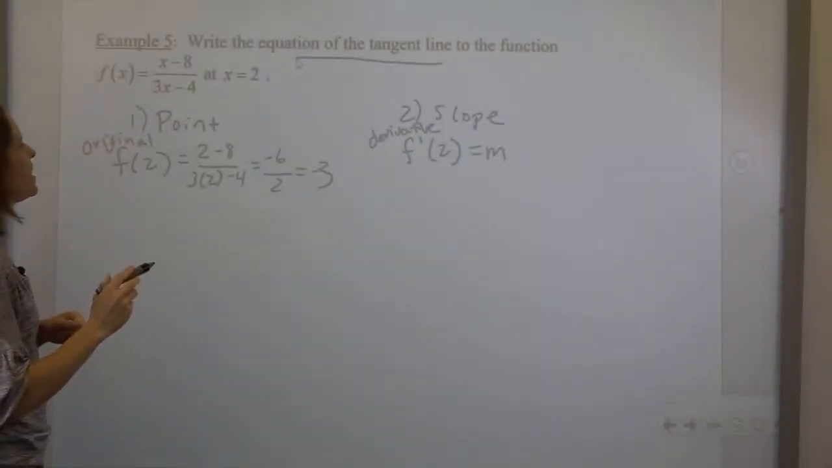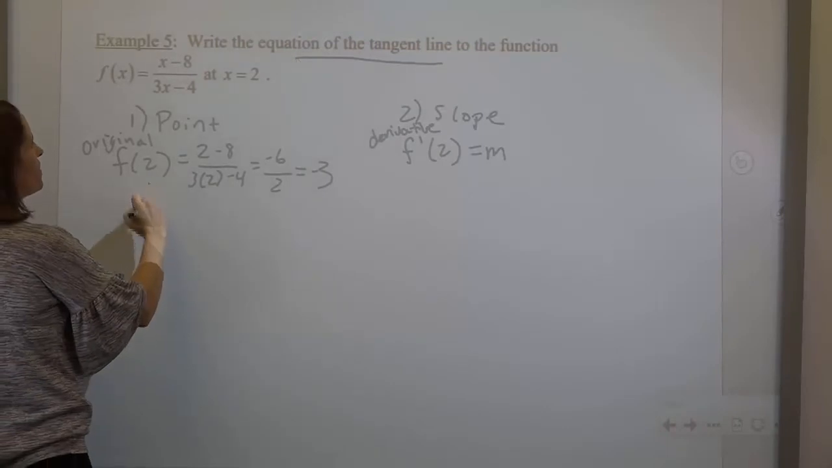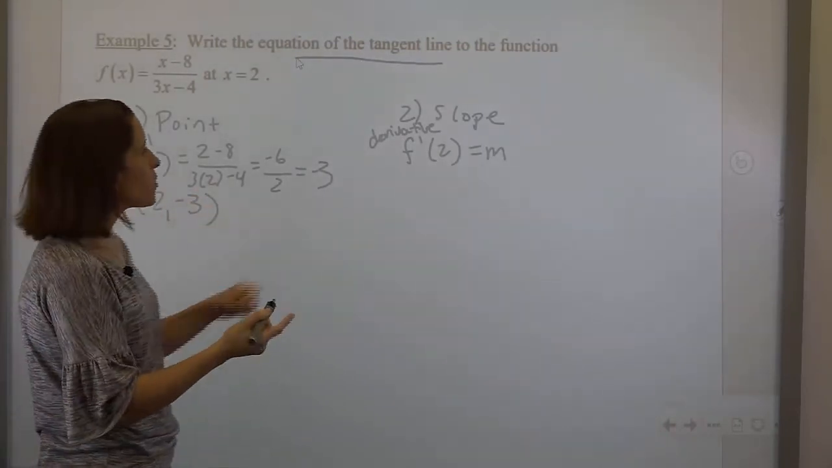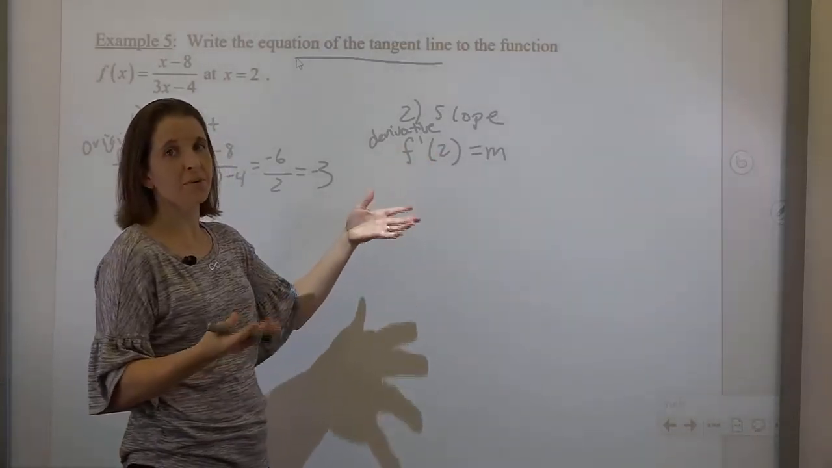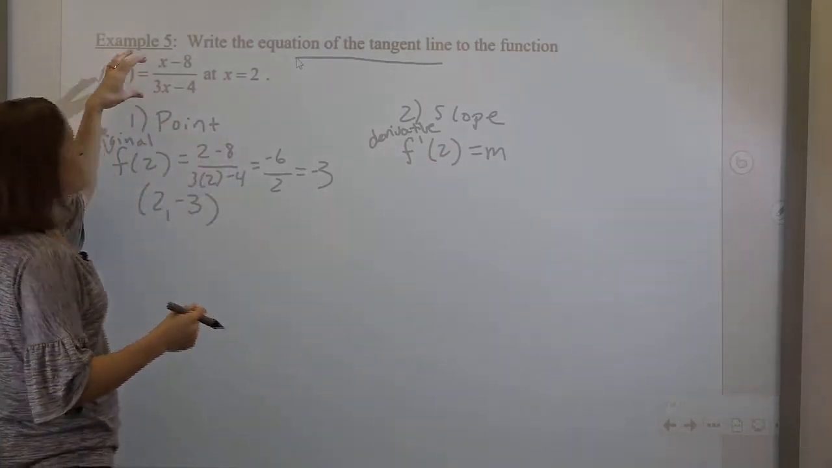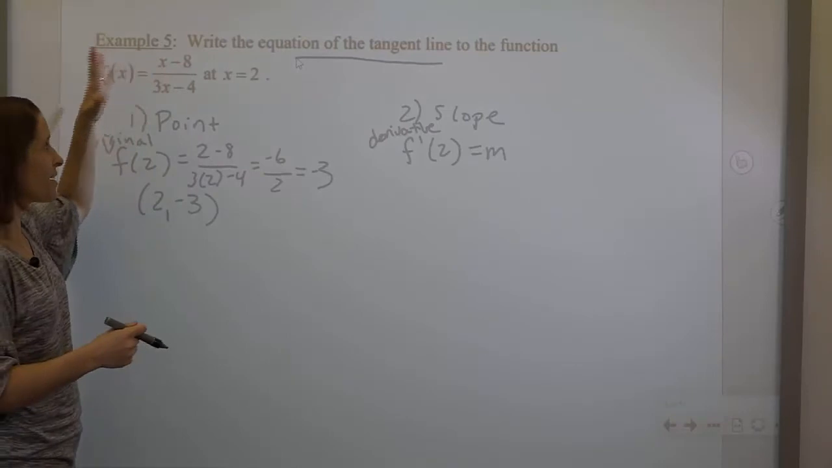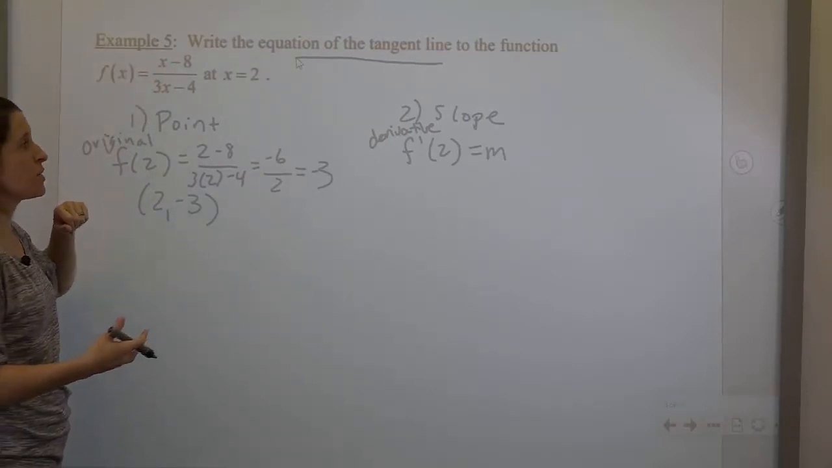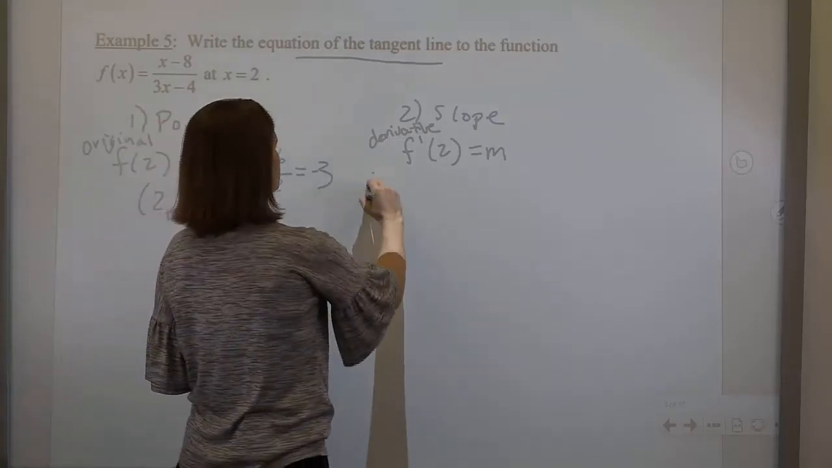All right. That is going to be our y value, so we now have the point (2, -3). For the slope, we need to plug 2 into the derivative, but we first need the derivative function. The function is a quotient. There's no way around that. And so I need to apply the quotient rule when taking its derivative.